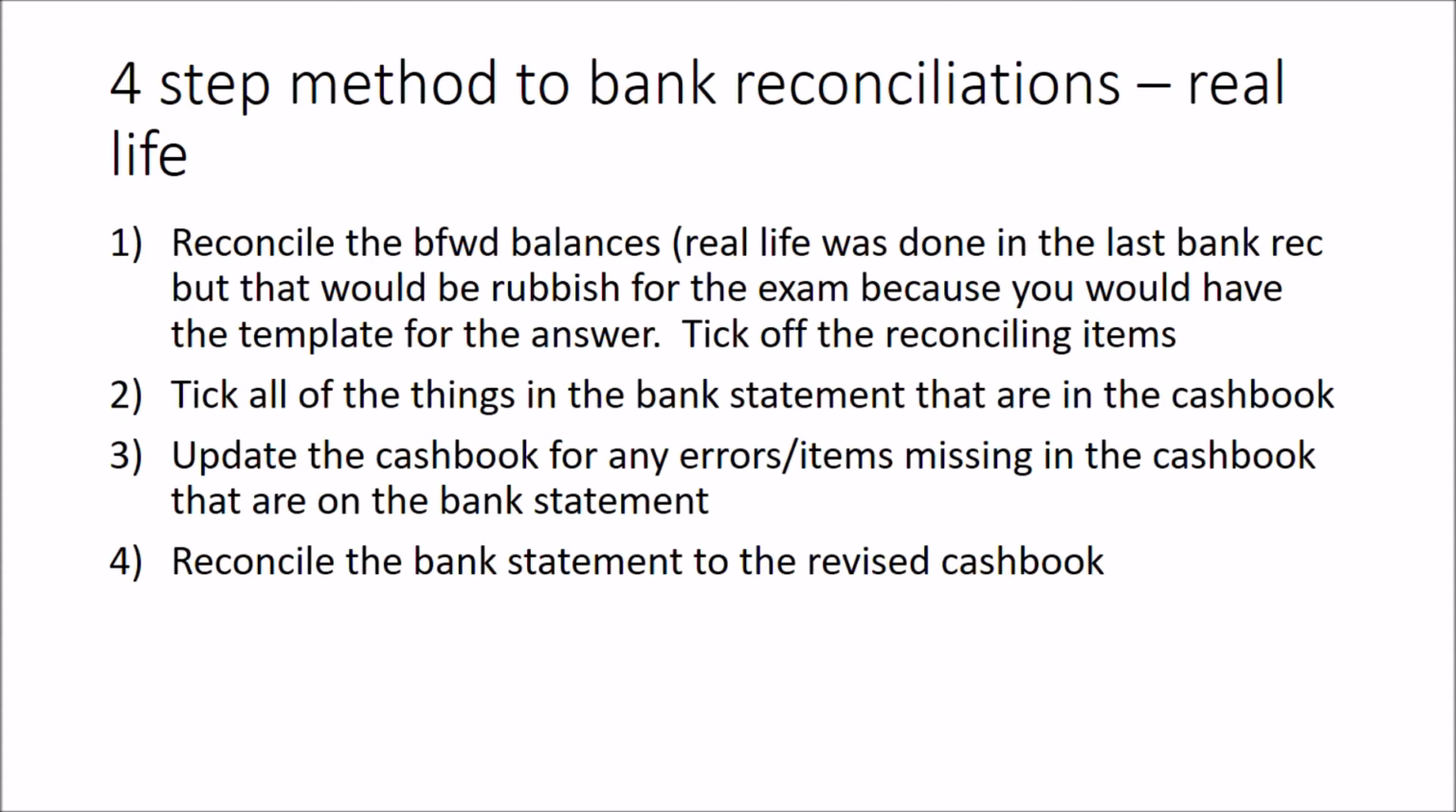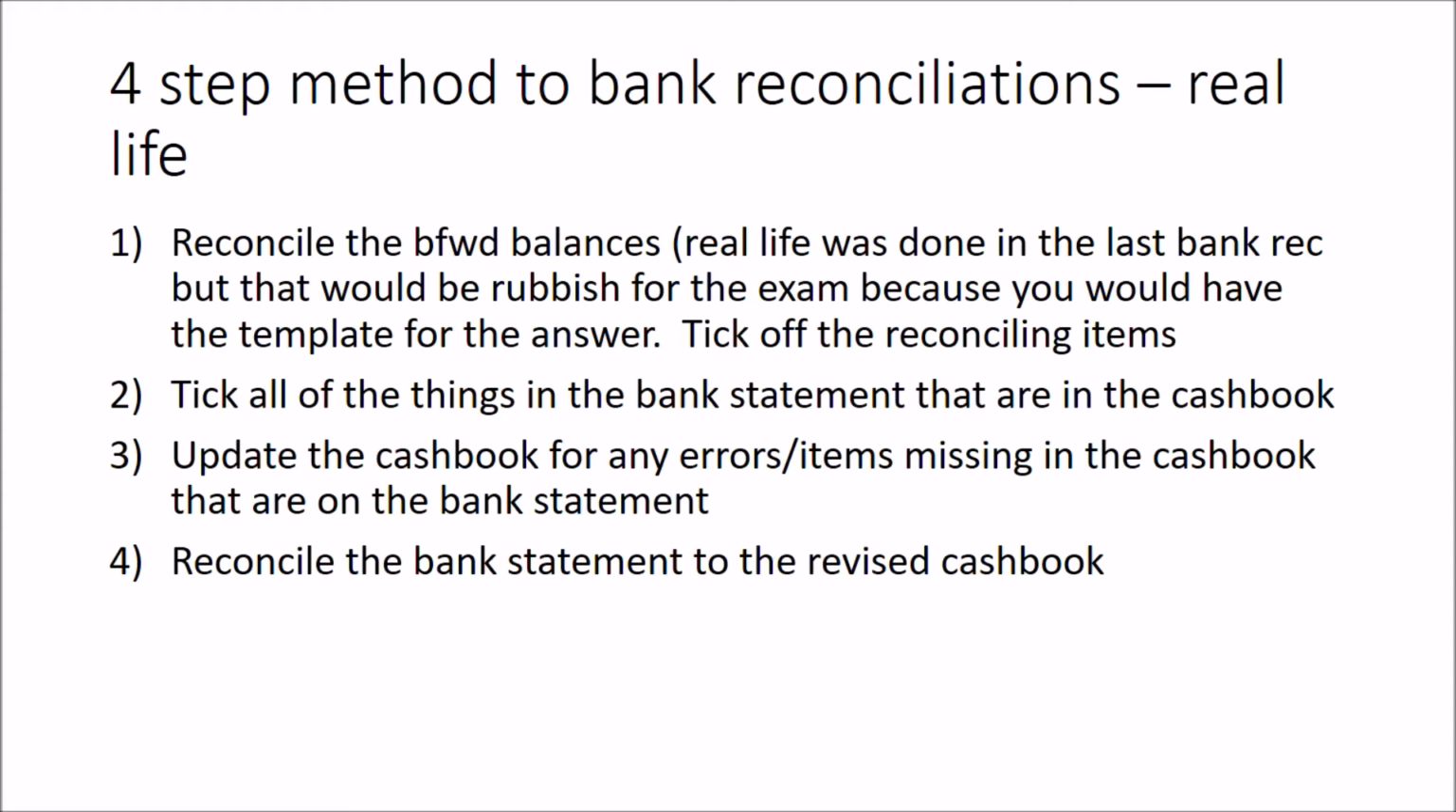Now, the way we do it in real life, the 4-step method to bank reconciliations, is we first reconcile the brought forward balances for the previous period. That says, right, what were the things missing in the bank statement in the previous period, and we tick those off in the cash book. Then we tick everything that's in the bank statement that's in the cash book, ticking it off in the bank statement and in the cash book, so that we've got all these things ticked off.